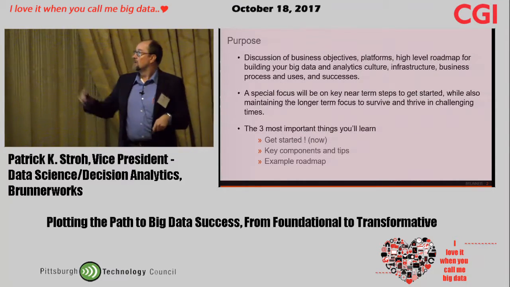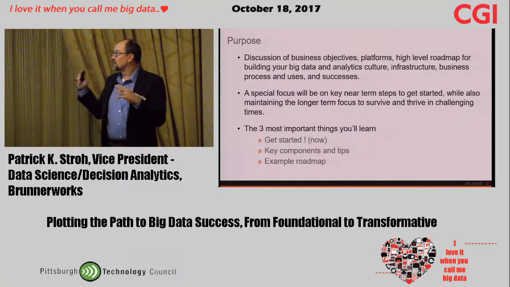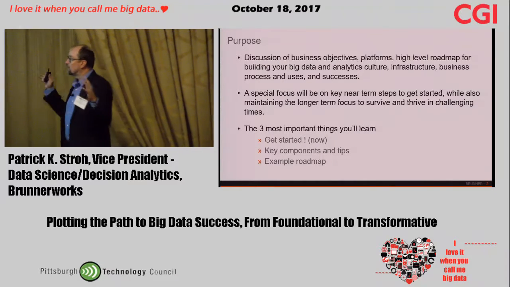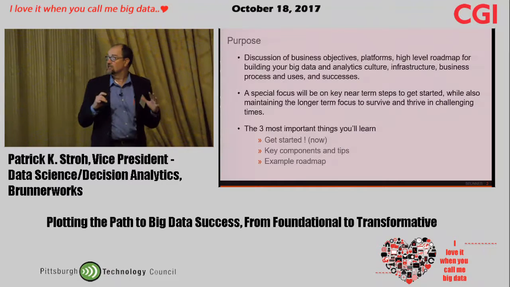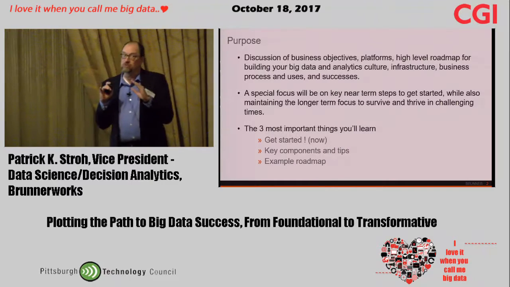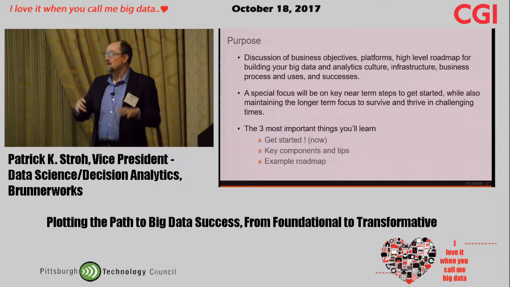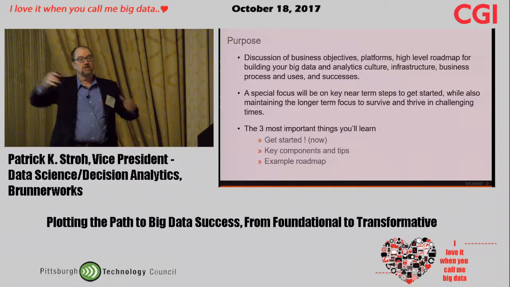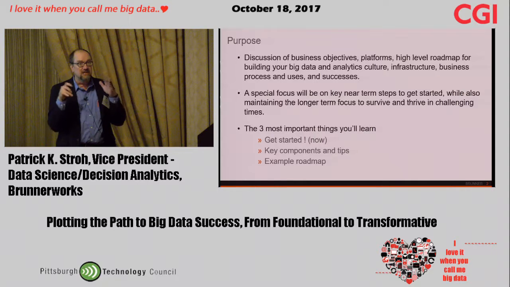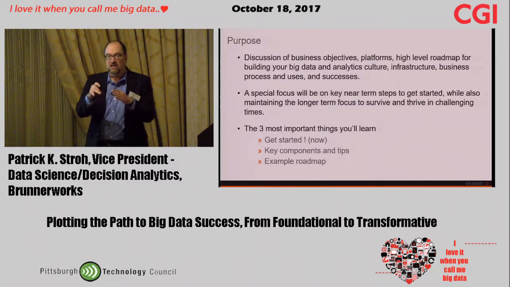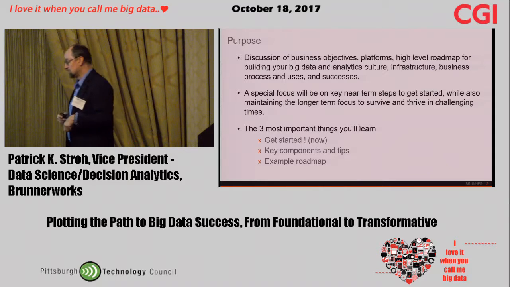So we'll talk a little bit about how the business objectives, the platform, and the roadmap come together for a big data solution. And we're going to focus on what I would refer to as near-term steps. Maintain the long-term focus, but really get down to the nitty-gritty of the specific steps to get moving, get organized, and make sure that your initiative is going to be successful.